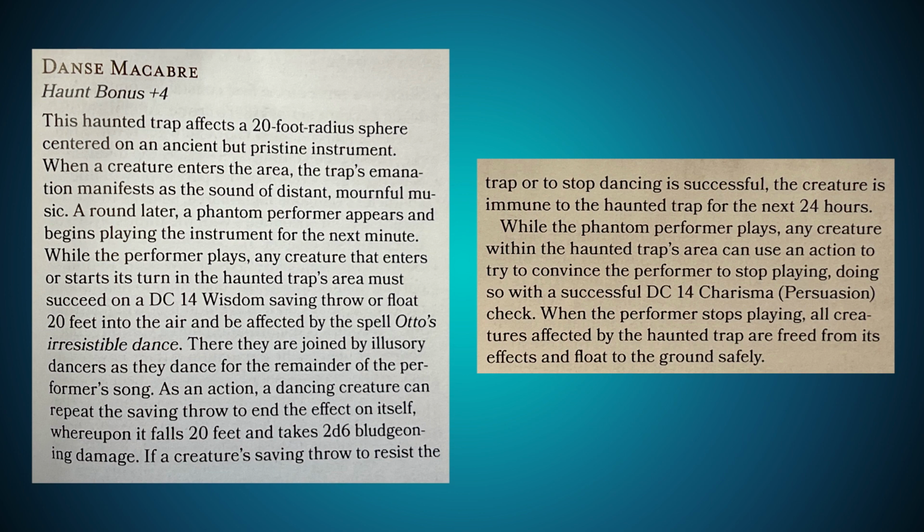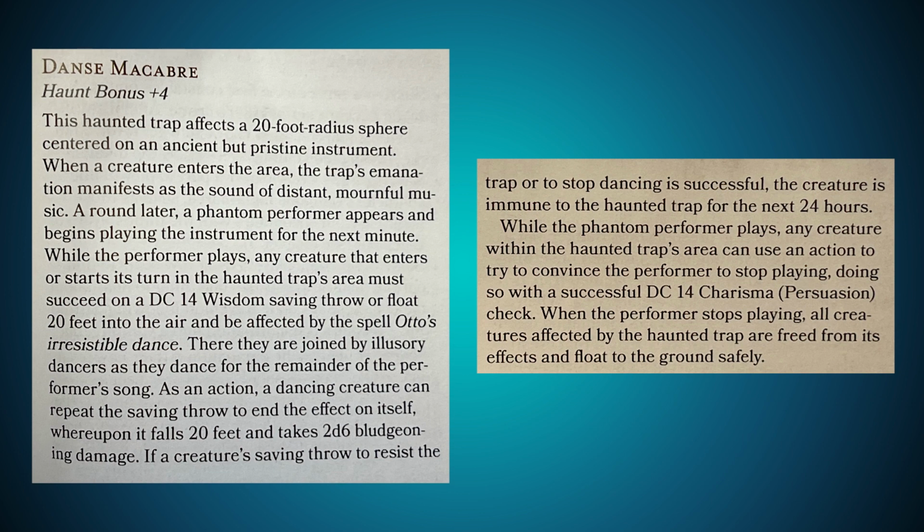While the performer plays, any creature that enters or starts its turn in the haunted trap's area must succeed on a DC 14 Wisdom saving throw or float 20 feet into the air and be affected by the spell Otto's Irresistible Dance. There they are joined by illusory dancers as they dance for the remainder of the performer's song.